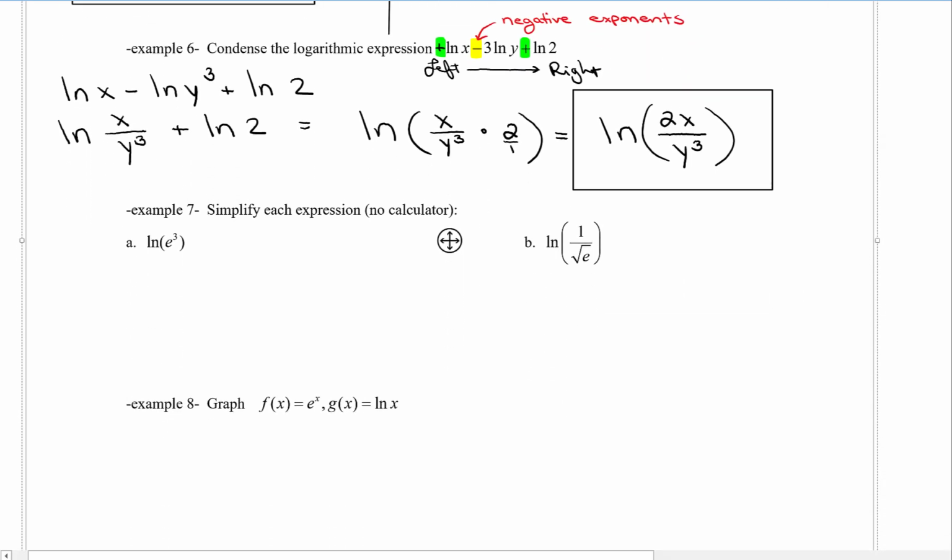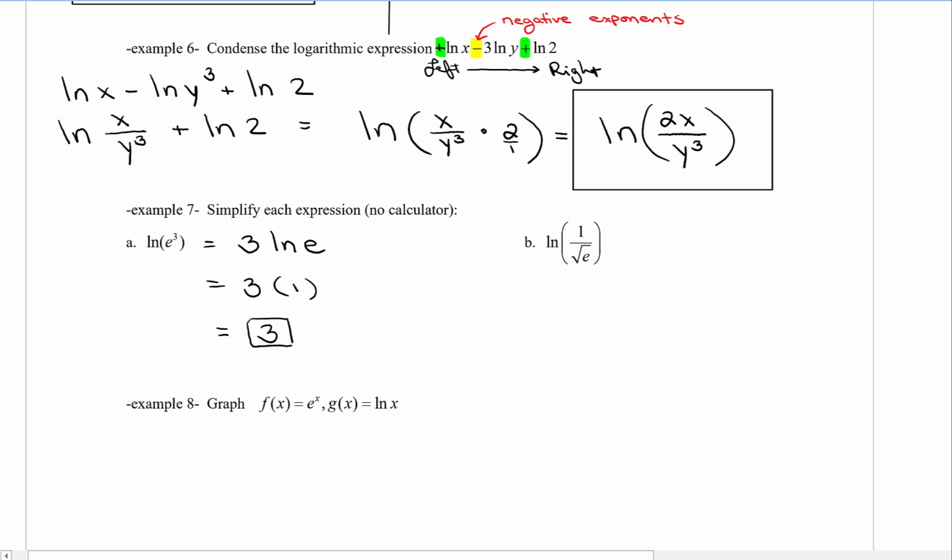Example 7. Simplify each expression. And inside parentheses it says no calculator. A, natural log of e raised to the third power. This is going to be equal to 3 times the natural log of e. Natural log of e is just 1, so this is going to be equal to 3 times 1, which is just going to be equal to 3. Let's go ahead and box that answer in.